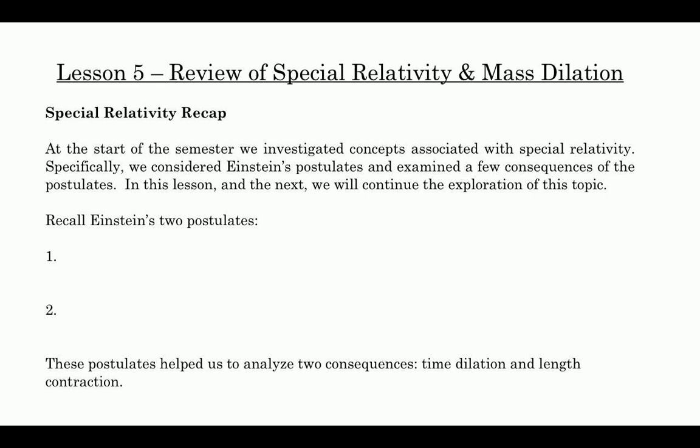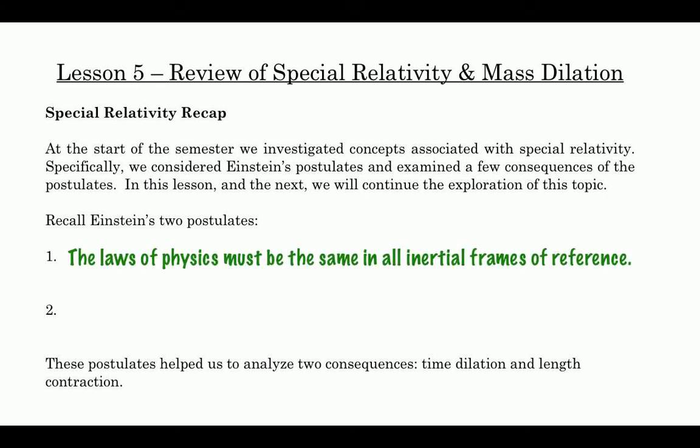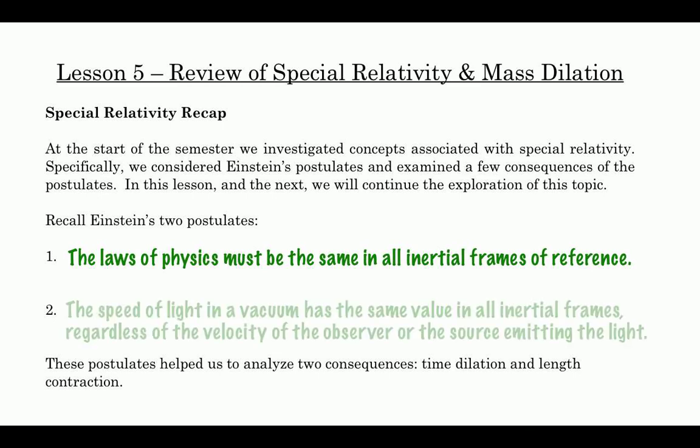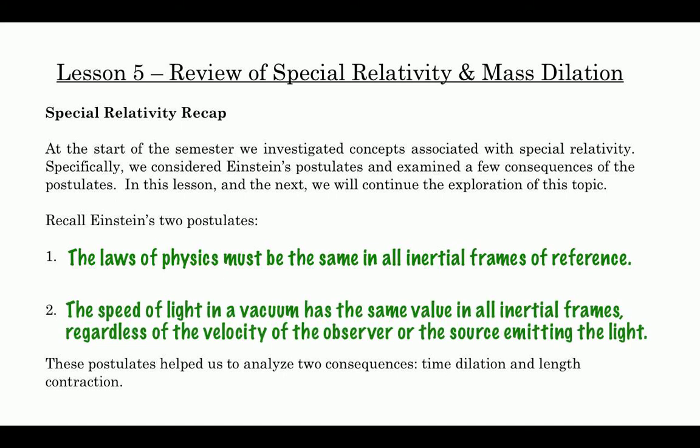So let's do a little bit of a recap. Einstein's two postulates. The first one is, of course, that the laws of physics must be the same in all inertial reference frames. And his second postulate is that the speed of light in a vacuum has the same value in all inertial reference frames, regardless of the velocity of the observer or the source that's emitting the light.